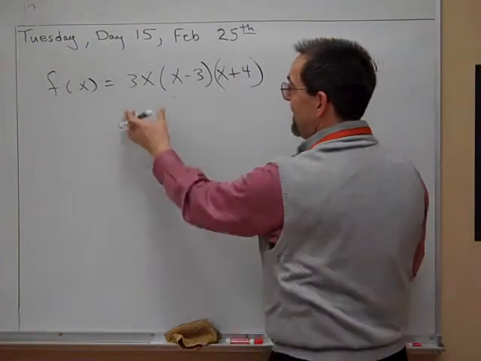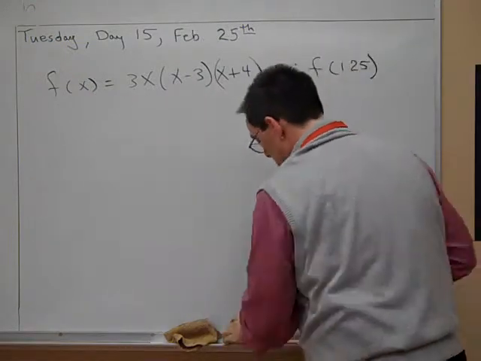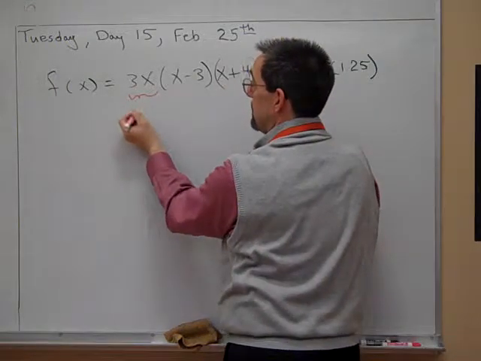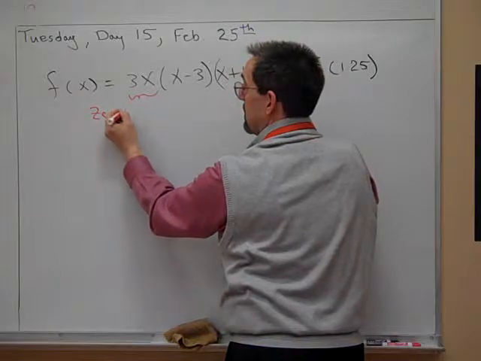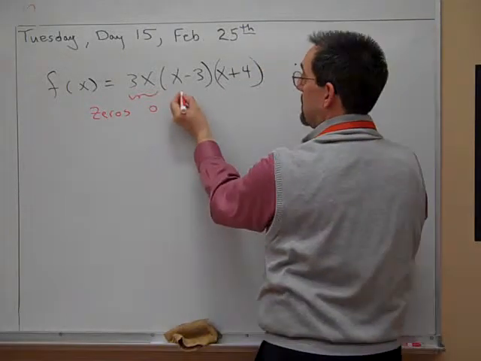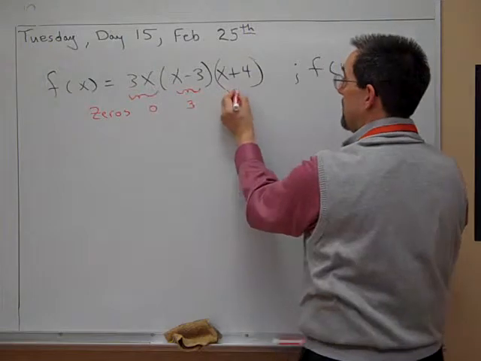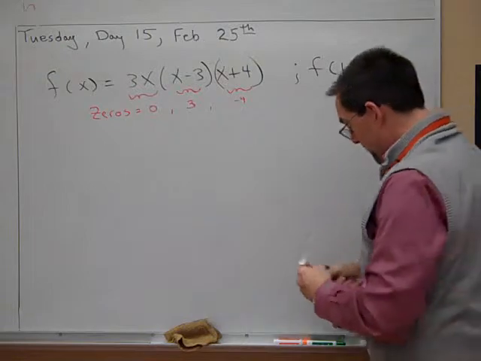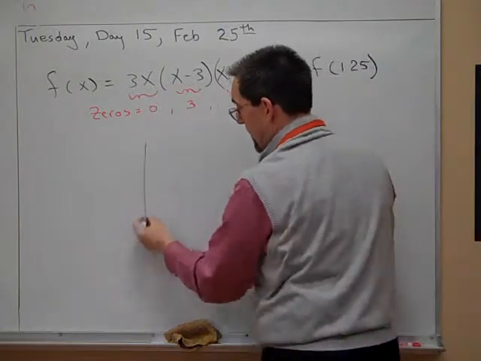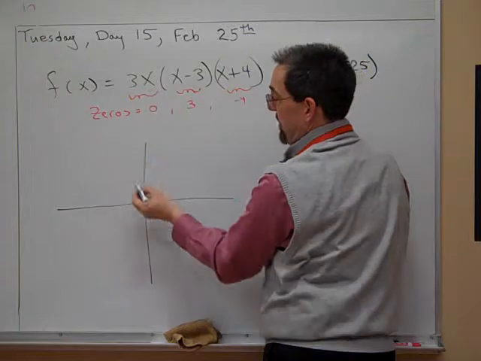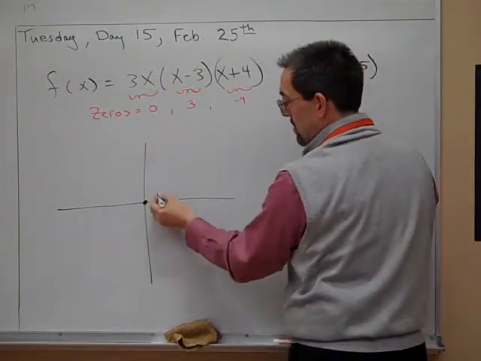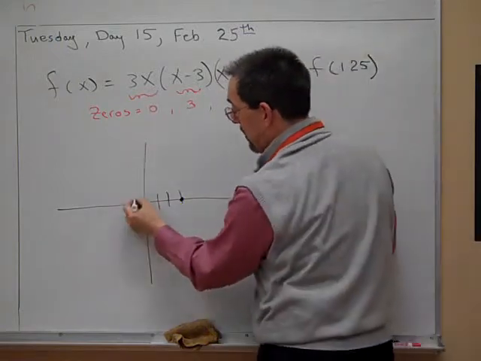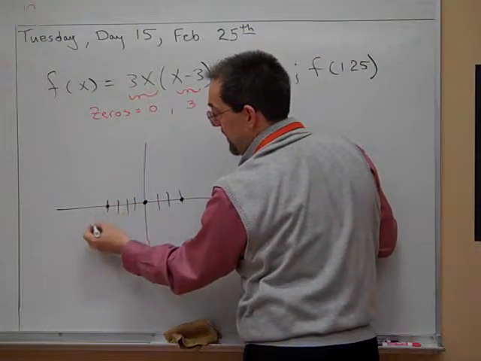First thing we look at, since it's in factored form, we have the zeros. One of the zeros is going to be 0, 3, negative 4. So those are our zeros. Let's get a rough graph of this. So we have something happening at 0, something happening at 3, and at negative 4. 1, 2, 3, 4 in the negative direction.